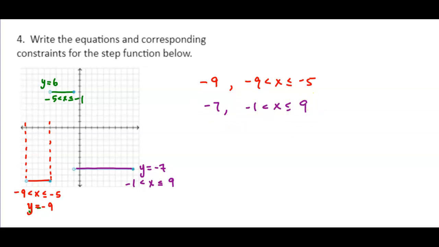And then the last piece had a value of 6, and its constraint was that x's were between -5 and -1. And again, these could be in any order. You just have to make sure that you match the step to its correct value and constraint.